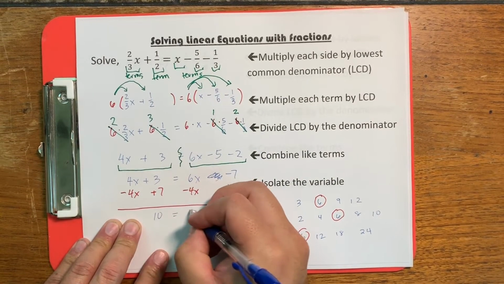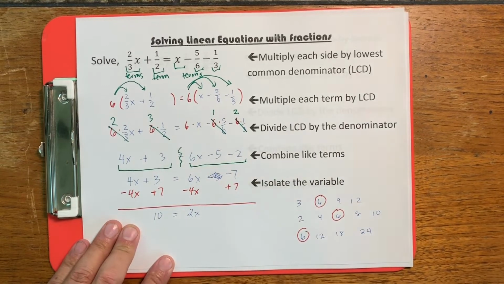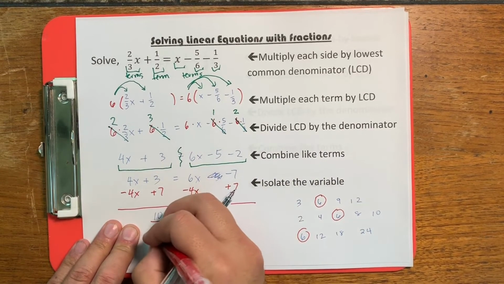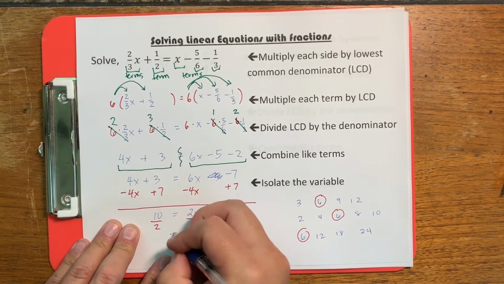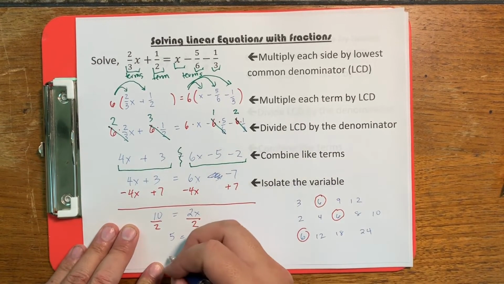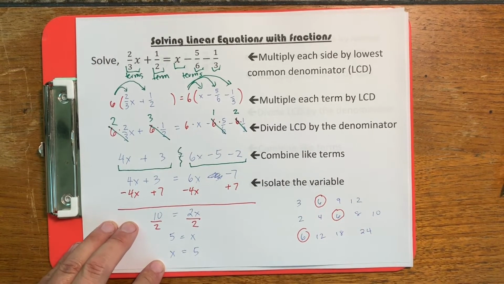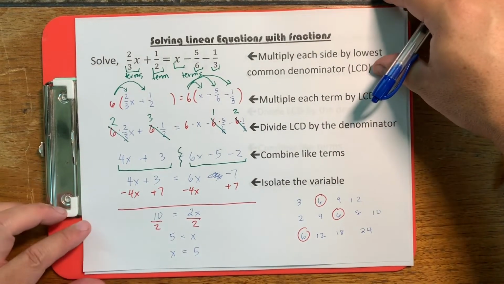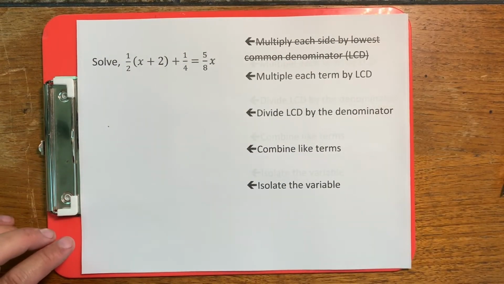I get 10 is equal to 2x, and then we divide both sides by 2, and we get x is equal to 5. And if you're anal, we can bring the x to the left side. So let's do this again. Okay. Now I'm going to skip the step.